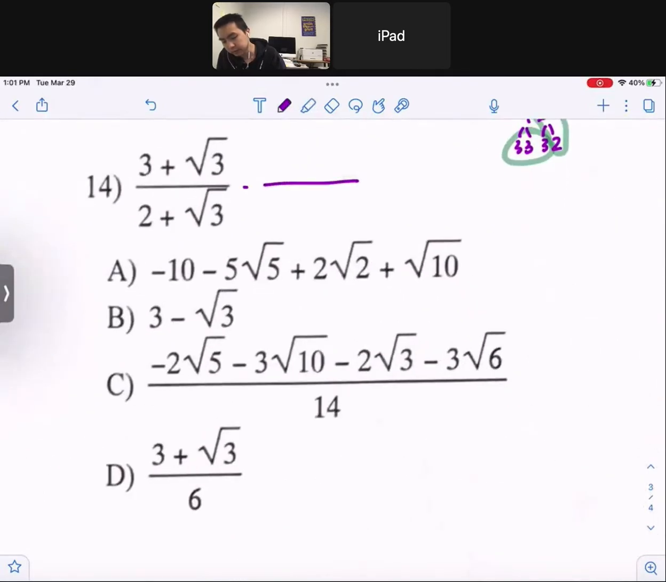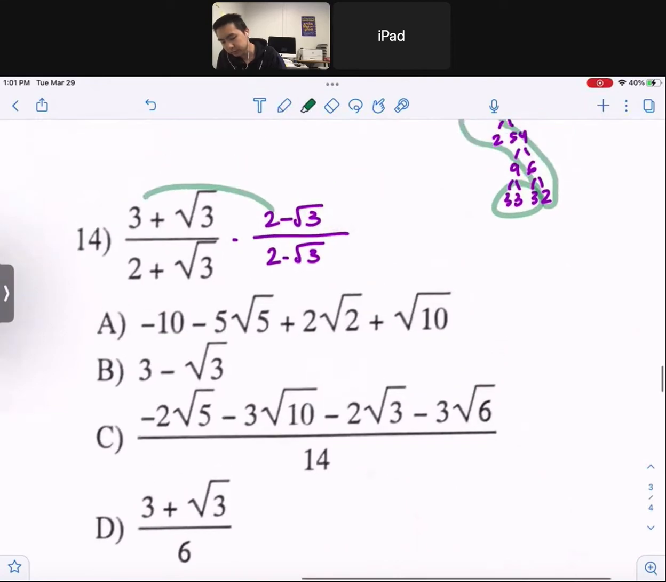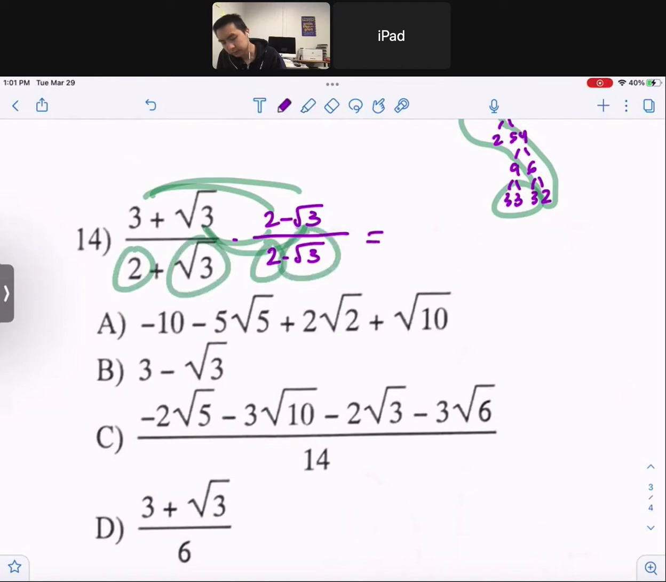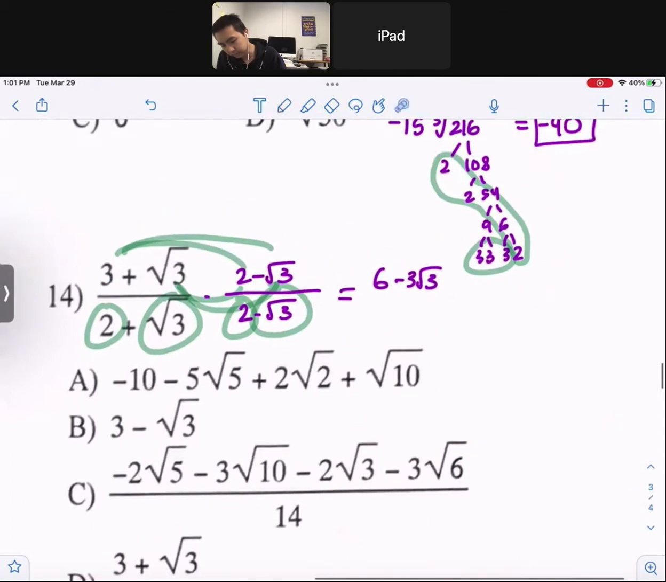Number 14, so multiply top and bottom, you guys, by the conjugate of the denominator. So 2 minus rad 3 to top and bottom. And this is where we got to do our double distribution. And then here, 2 times 2, and then rad 3 times negative rad 3, right? So 3 times 2 is 6. 3 times negative rad 3 is negative 3 rad 3. Rad 3 times 2 is just 2 radical 3. And rad 3 times negative rad 3. So positive times a negative is a negative, and rad 3 times itself is just going to be 3.